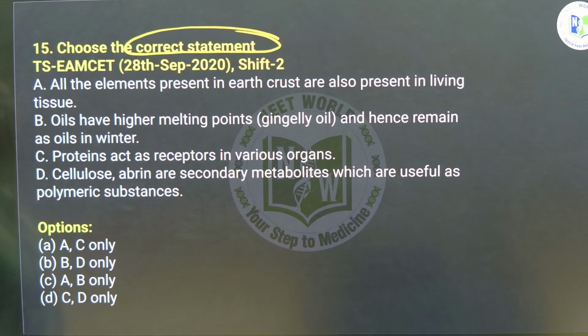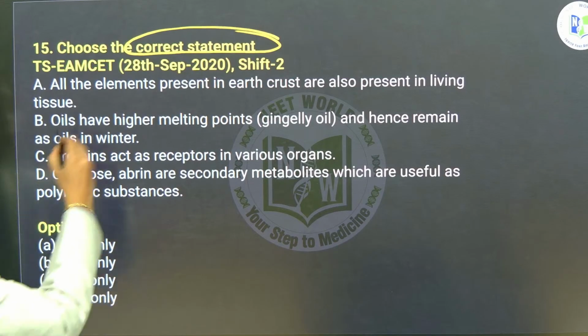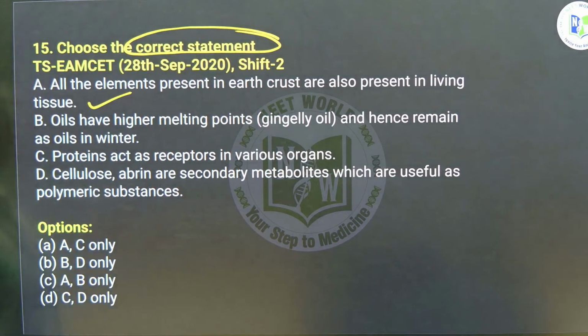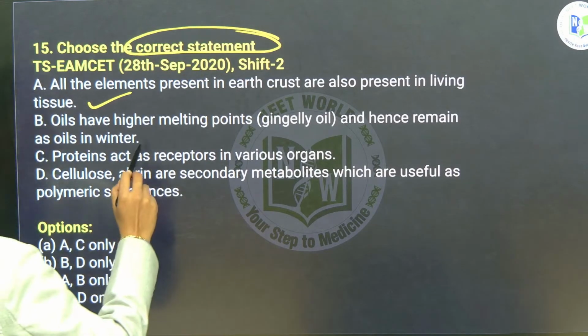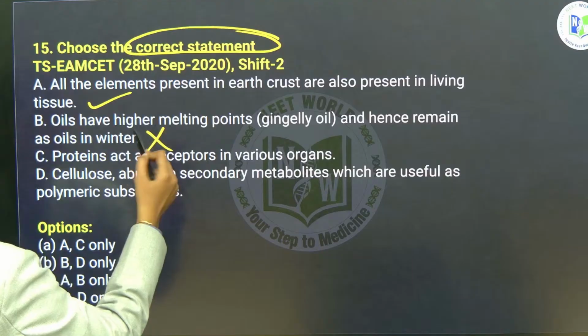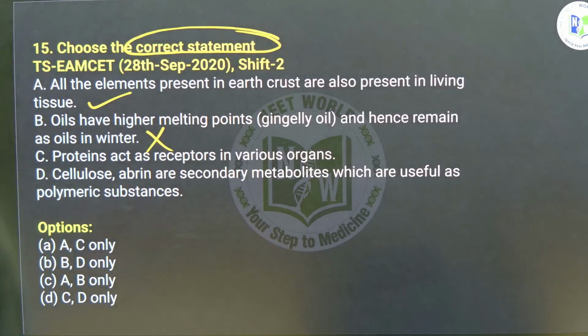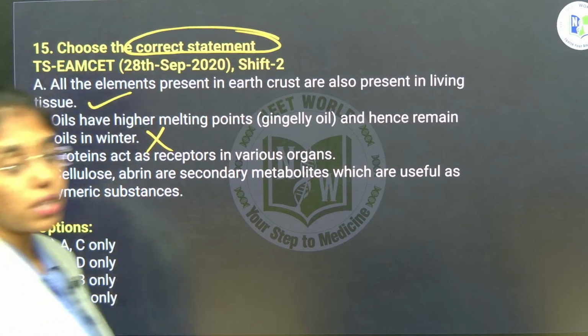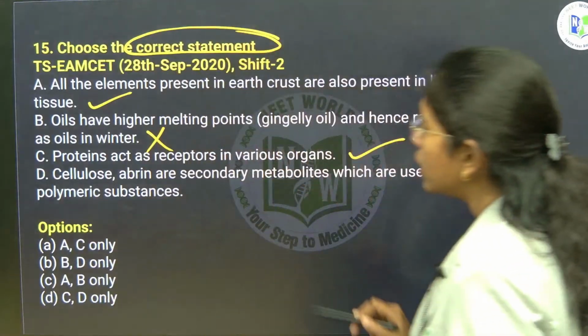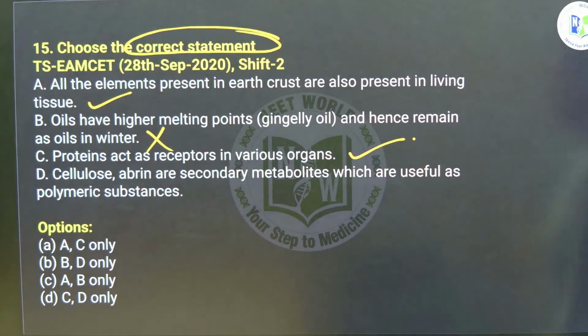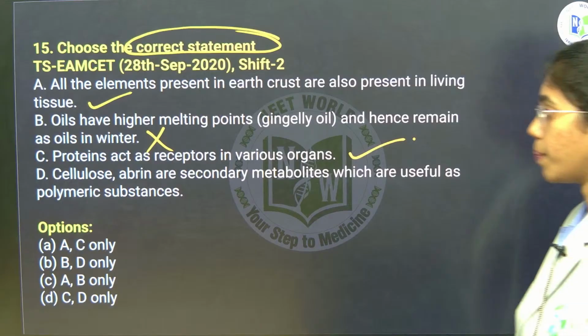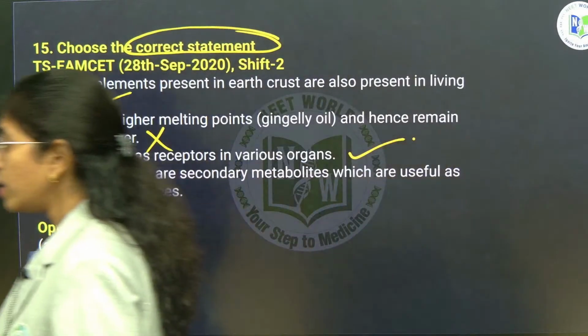All the elements present in earth crust are also present in living tissue. True. Oils have higher melting point and hence remain as oils in winter. No, they will have low melting point. Proteins act as receptors in various organs. True. Cellulose and abrin are secondary metabolites which are useful for polymeric substances. Look into that carefully.